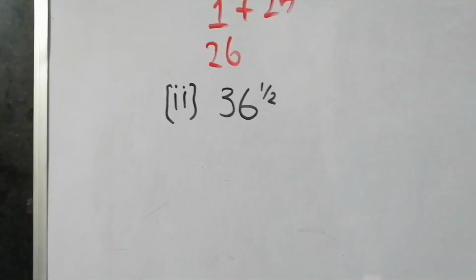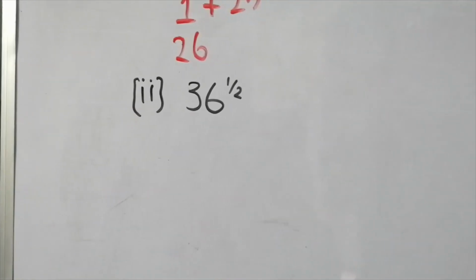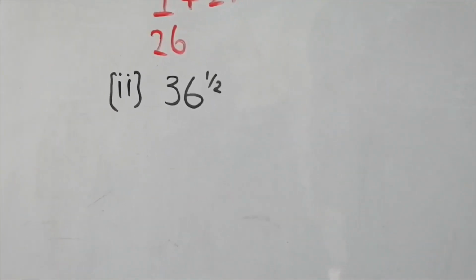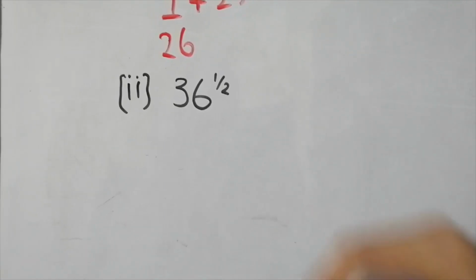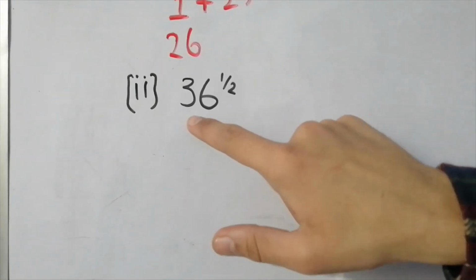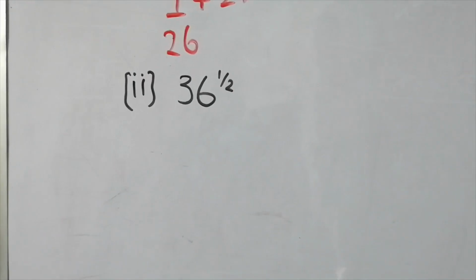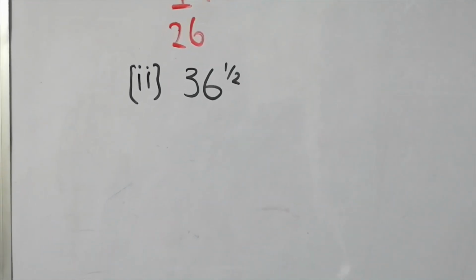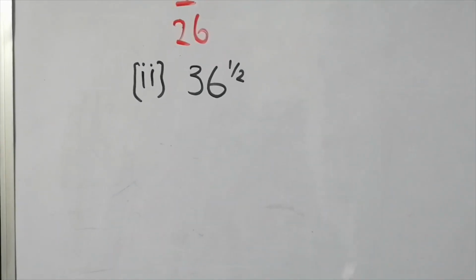This next part is one in which we will use the fractional power rule. In this question, we can see it's 36 power 1 over 2, and as we learned, power 1 over 2 is basically square root. So let's write that.